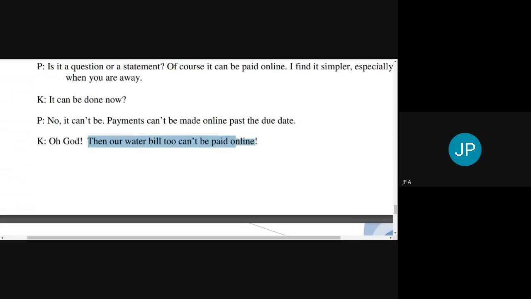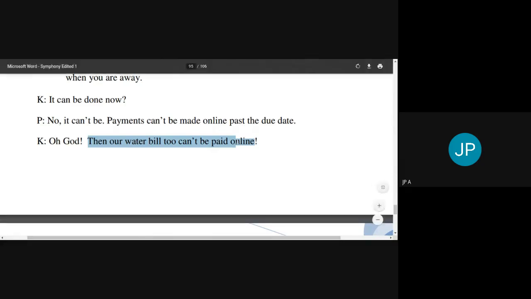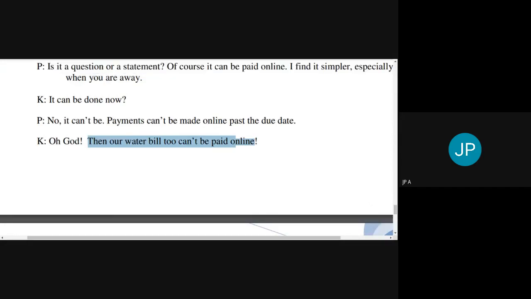So these two are correct usages. Then our water bill can't be paid online either. Then our water bill either can't be paid online. This is because this is a negative sentence. When you talk about negative sentences, "too" is not used. "Too" is used in positive sentences only.